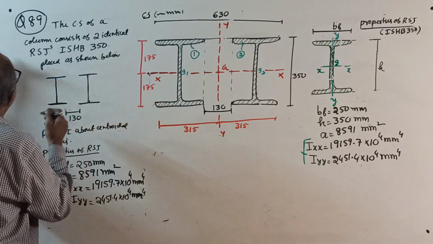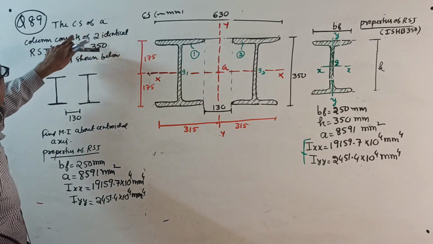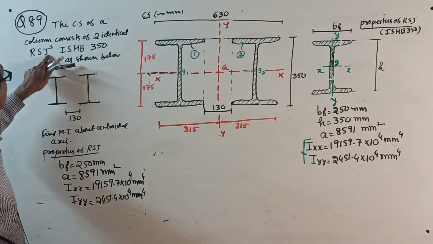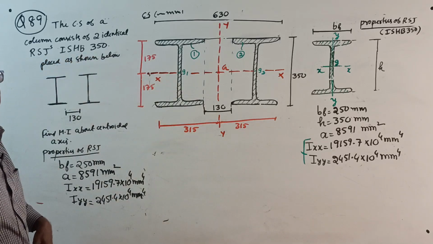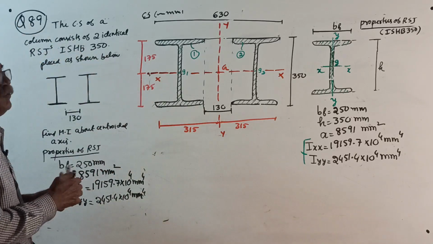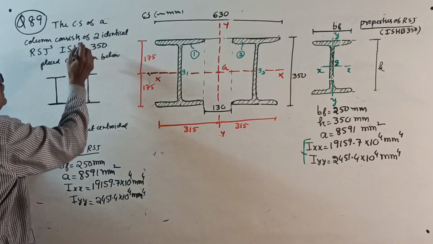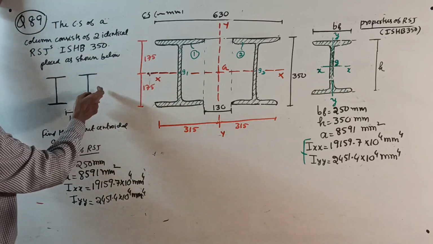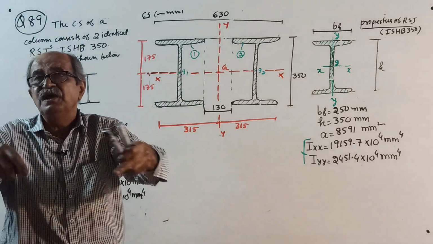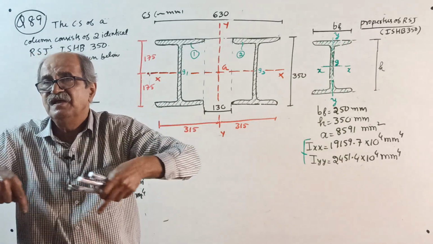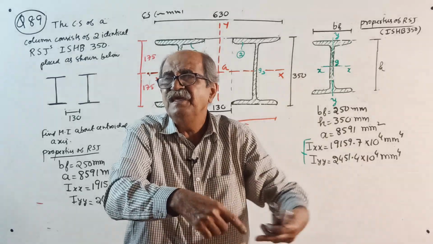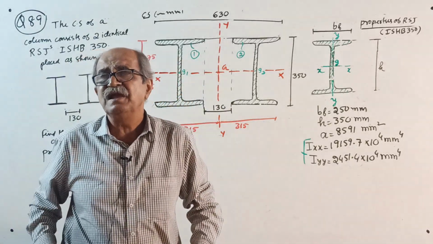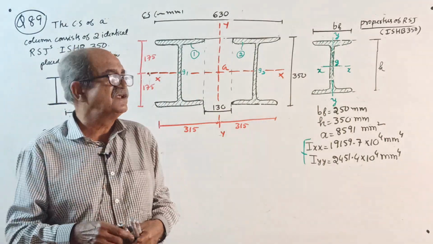The cross section of a column consists of two identical RSJs, ISHB 350. You don't bother about what is the ISHB or ISMB. That number is what is required for you. Placed as shown means, in construction, one I section here, one more I section here. They are finally joined by lacing or battening. That all comes in steel structures.